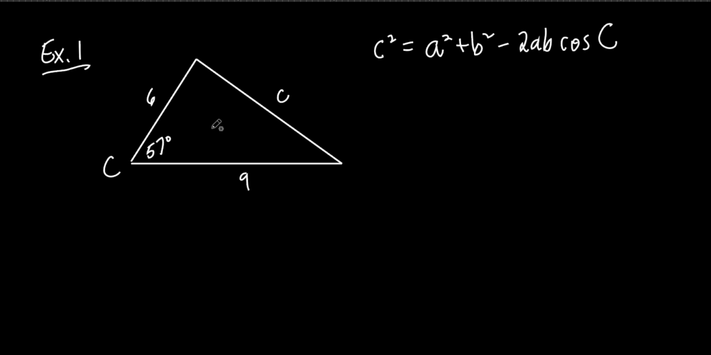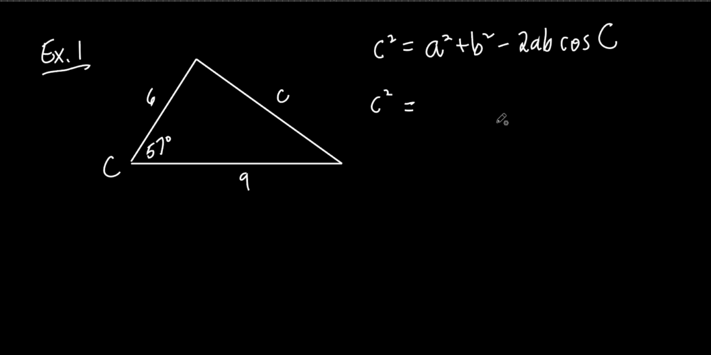Because that's what we said. If this is opposite 57, this has to be angle C if I'm going to use my formula like this. So do I know side C? No. So that's what I'm solving for, so that's what I'm going to get by itself.